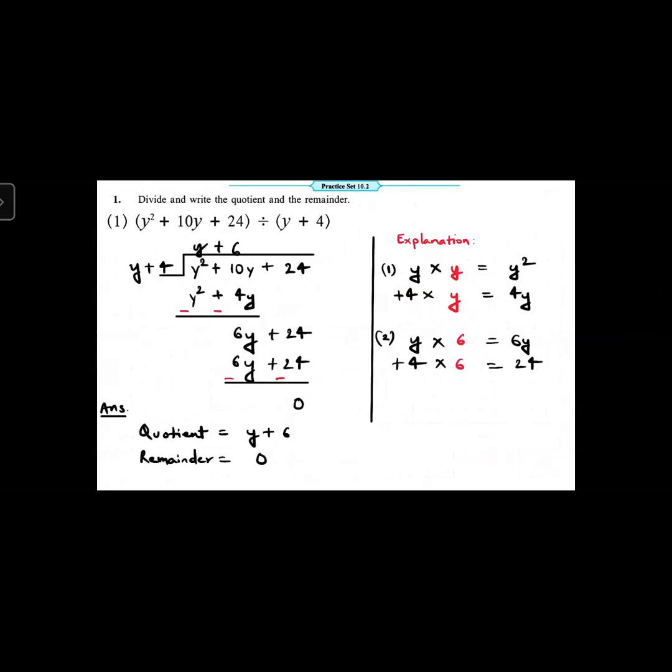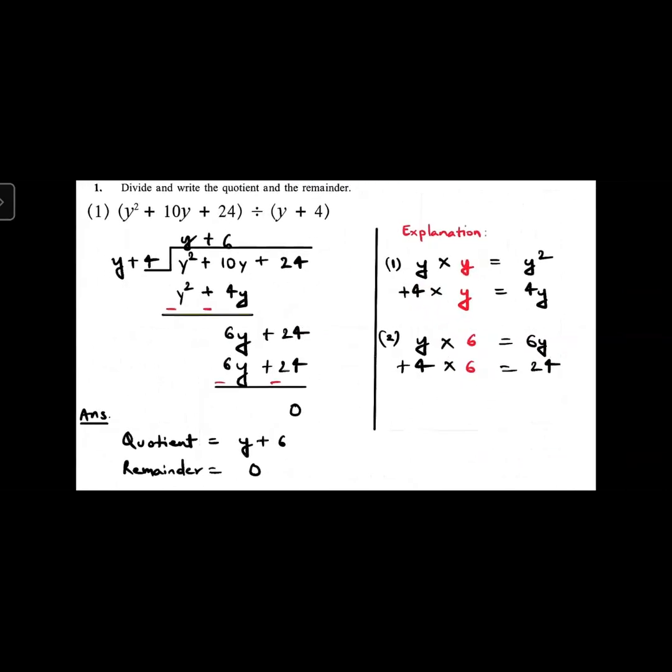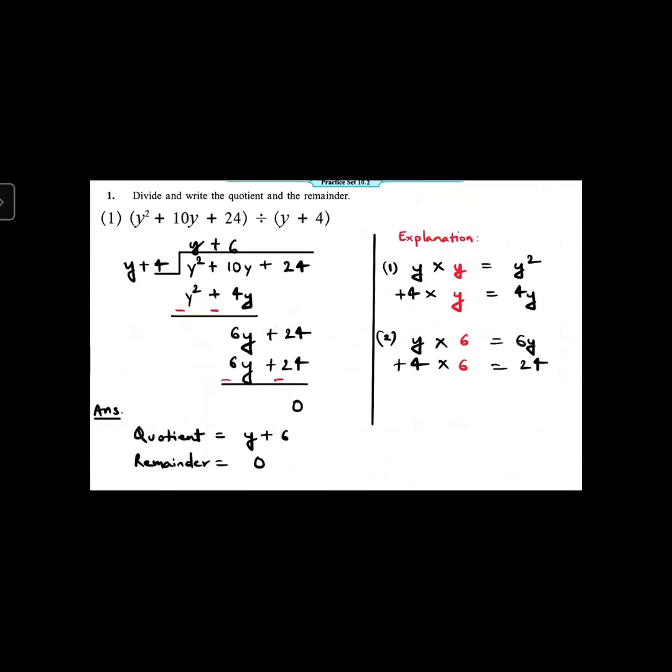your 8th standard one question we will solve. Divide and write quotient and remainder. It's quite a simple question. Before that we will solve this, and after that only we will proceed to the division part. Question number 5, 1 and 2. Okay. y square plus 10y plus 24, this is in standard form and should be divided by y plus 4.